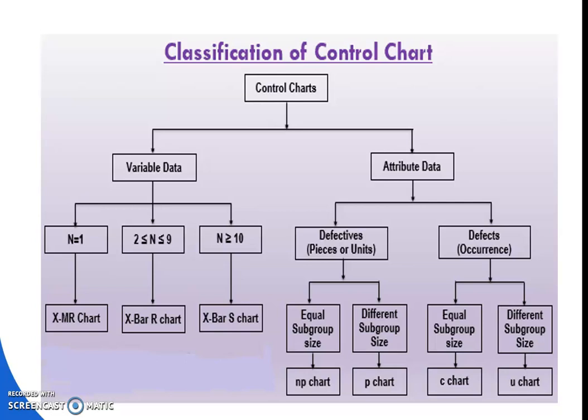The defective pieces are divided into subgroups of equal or different size. In the case of a variable chart, the sample size is constant, but in the case of an attribute chart, the sample size is not constant. We have to find out the mean sample size. So for the fraction of defective, two types of charts are used: one is the P chart, another is the NP chart. Similarly, to calculate the number of defects, there may be different sample sizes or equal sample sizes. We are going to use the C chart and U chart.